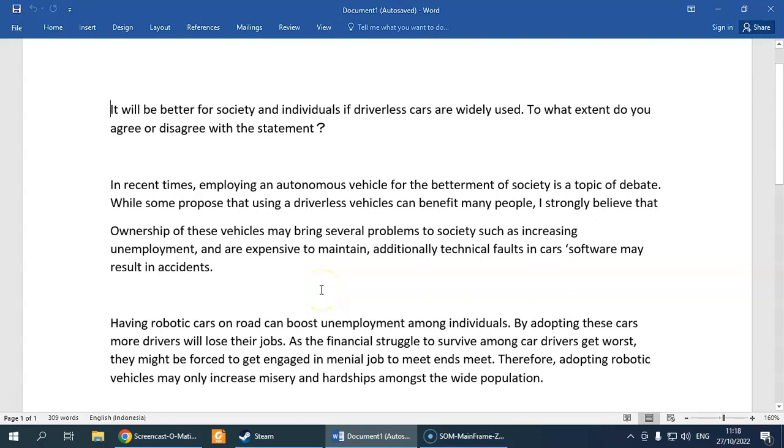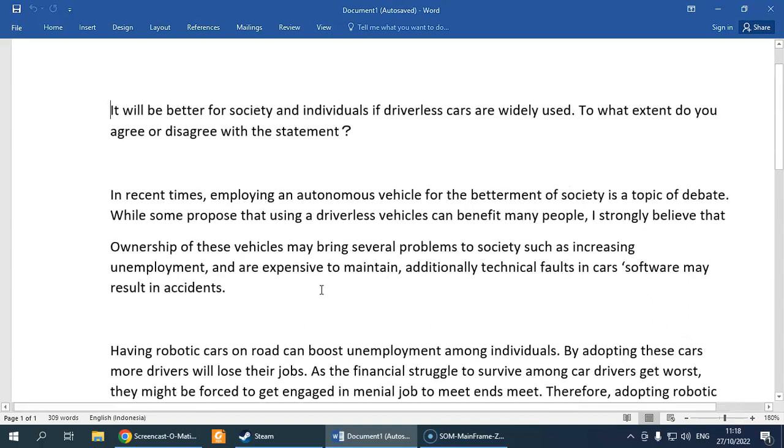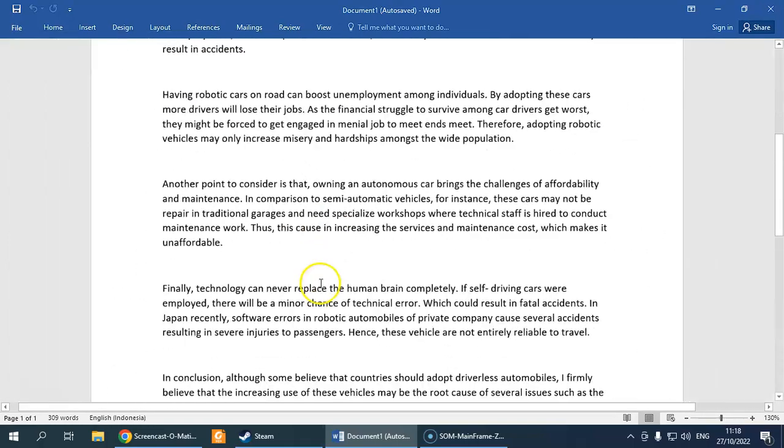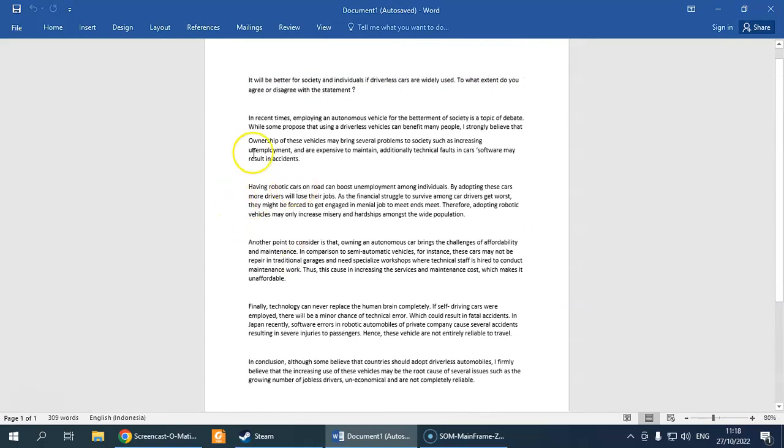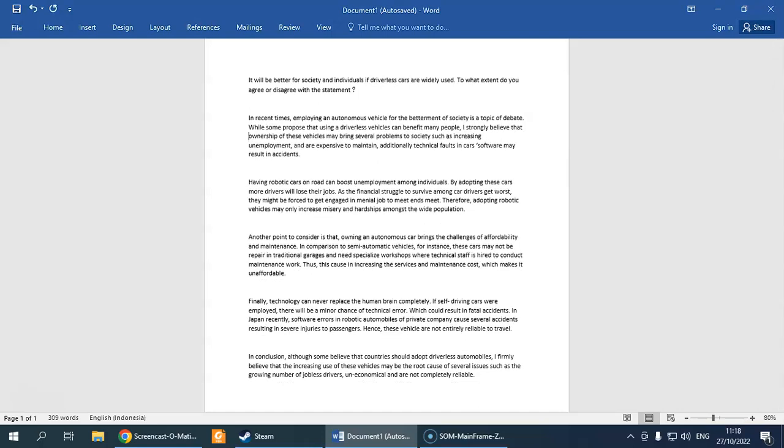Okay, so let's see what you have here. This is an essay of agree or disagree, and the topic is driverless cars or self-driving cars, yeah? Okay. Let me see. This one here, be very careful, yeah? You need to make this small, and then this should be like this.